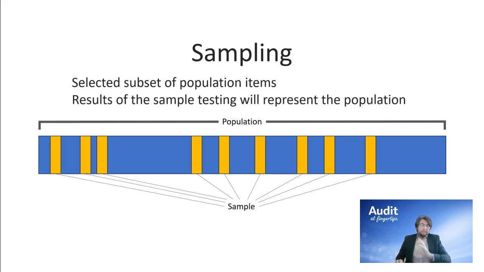So what is a sample? The sample is a selected subset of the population items, right? And the results of their testing will represent the population. Meaning, if we say we sampled, I don't know, 60 out of 1,000 transactions, right? And we say the control for the whole 1,000 transactions has the same effectiveness as for this sampled population.